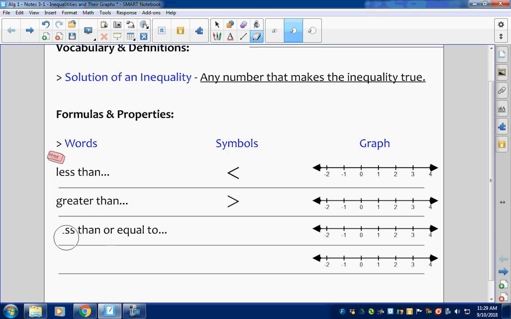Then we have the less than or equal to symbol, which has a line underneath it. And then the greater than or equal to symbol. So those are the 4 inequality symbols.